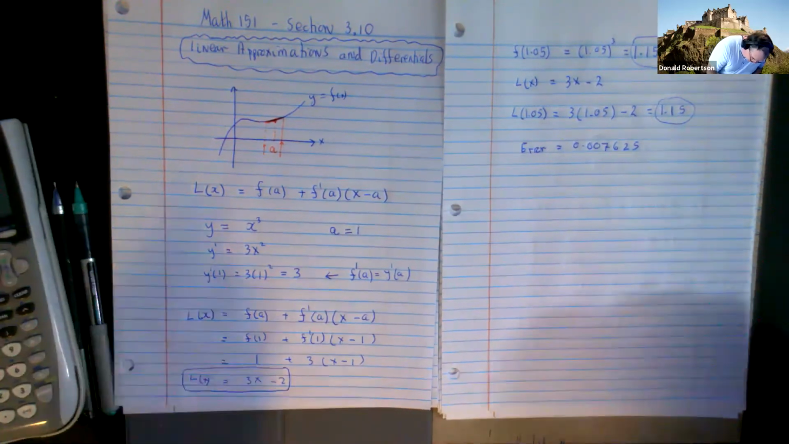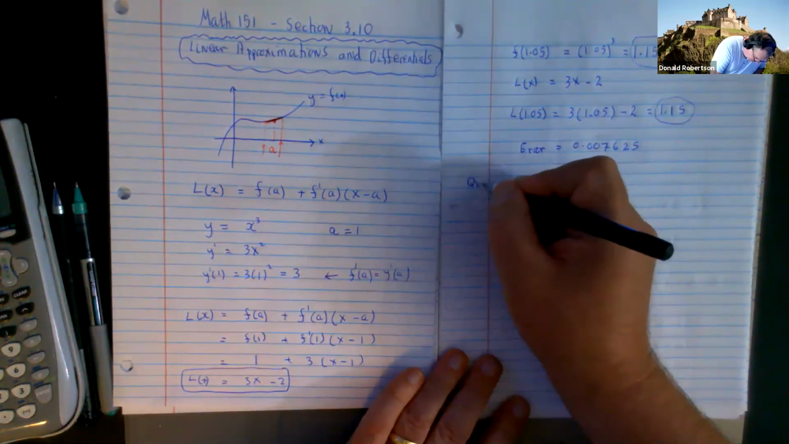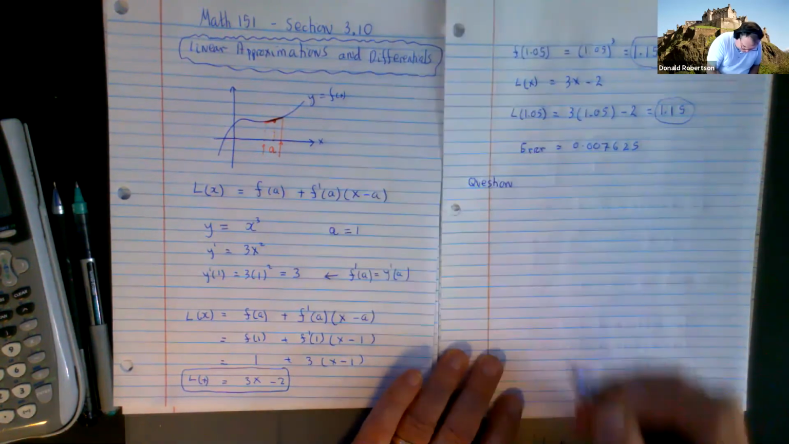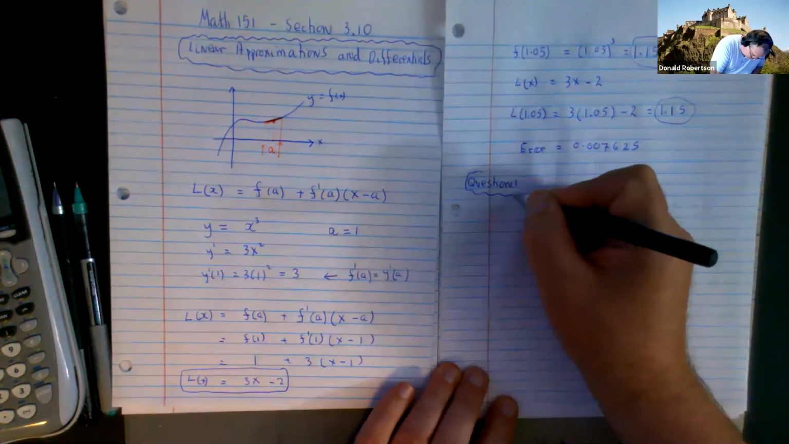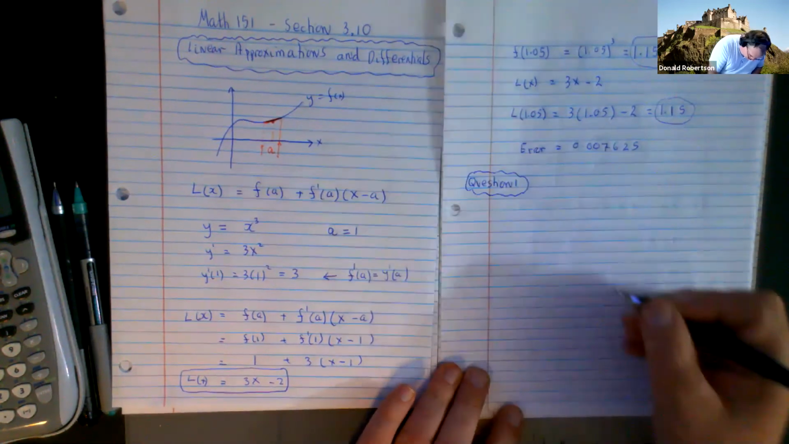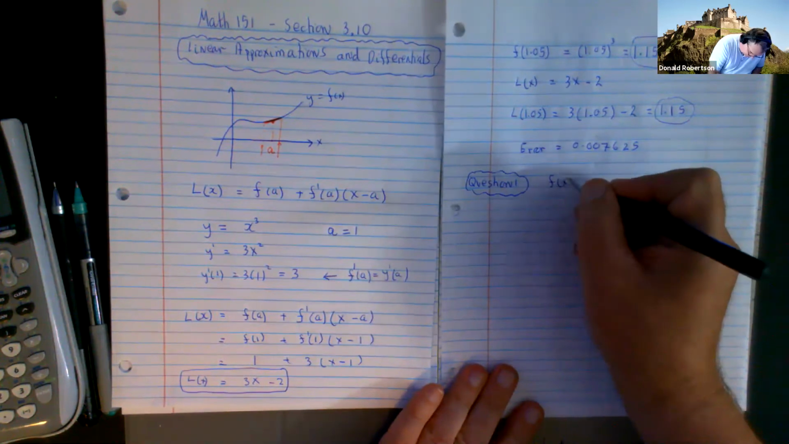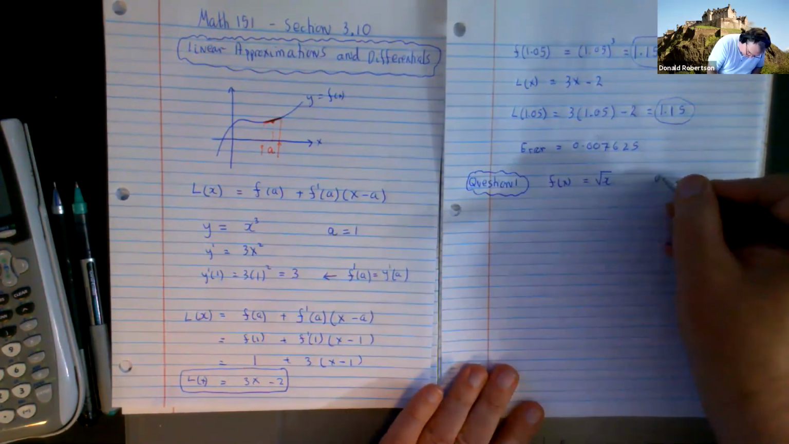So here is the first of your 5 questions that you need to do in order to get the 2% credit. So this is going to be called question 1. And in question 1, I want you to find the linear approximation to the square root of x, and I want you to do it at a equals 4.